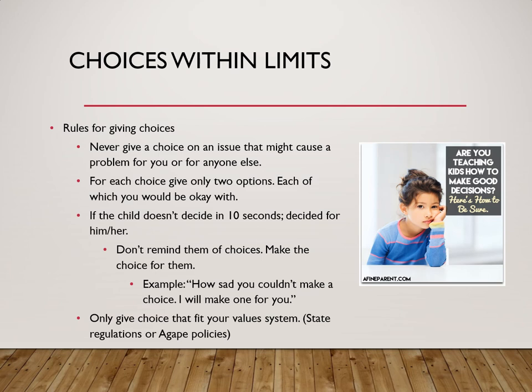So if they haven't made a choice and you end up making it for them, well, I'm sorry. This is a bummer that you decided not to choose, but this is what's going to happen. Every time I give you a choice, you have to make the choice or I will make it for you. And that goes back to establishing expectations. When you're given a choice, you need to make it, or I get to make the choice.